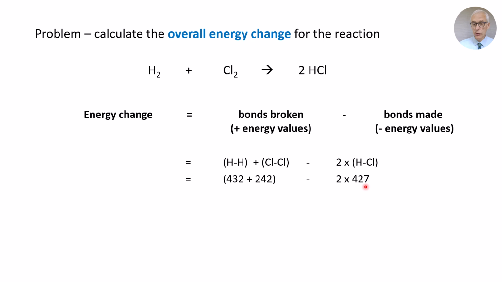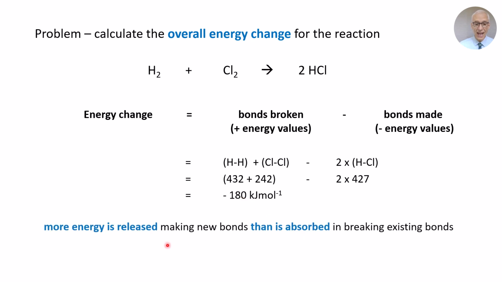Hydrogen chlorine is 427 kilojoules per mole, but I'm multiplying that by 2. Sum that all together comes to minus 180 kilojoules per mole. So the overall energy change for this reaction is minus 180 kilojoules per mole. The fact that it's negative tells us that more energy is released than is absorbed. Making the bonds releases more energy than was required to break the bonds in the reactants. And therefore the reaction is exothermic, and that of course is indicated by the negative sign for the overall energy change.